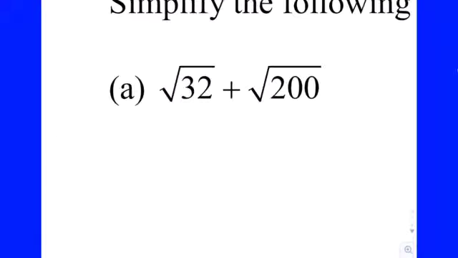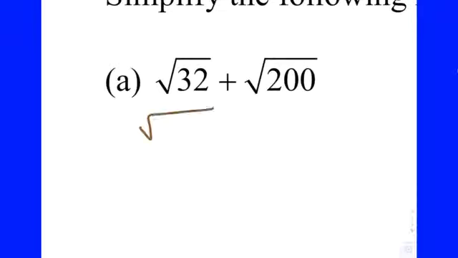So in this case, we have the square root of 32 plus the square root of 200. We can't combine them the way they are because they're not like radicals. Like radicals would be if it was the square root of the same number. So we have to focus on each of these separately first. So look at 32. Is that a perfect square? No. But does it have a factor that is a perfect square? Yeah, and we saw that one the other day.